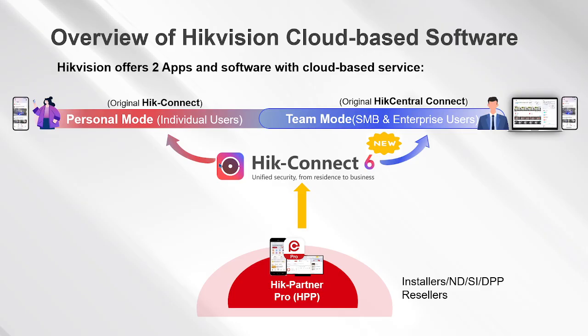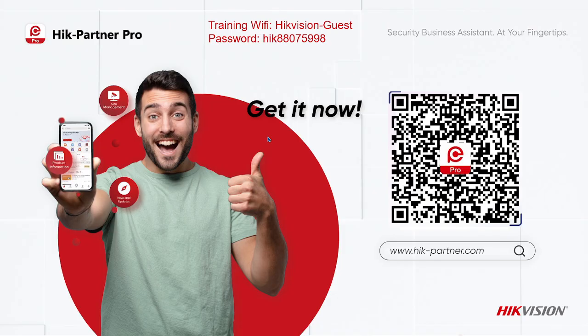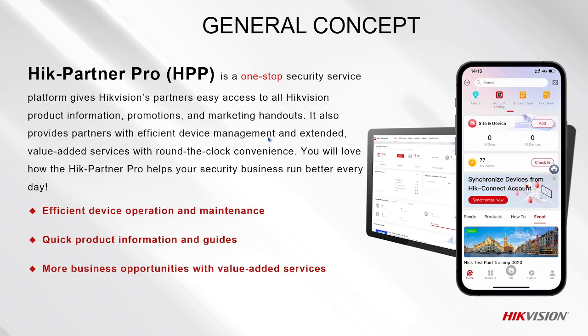So HIKVISION offers cloud-based software. That is HIK Connect version 6, which gives you a personal mode for individual users, then team mode for SMB and enterprise users. Team mode is free to start, but you have to get the license. And how do you get that? Go to appstore.hikvision.com, download, and get started.